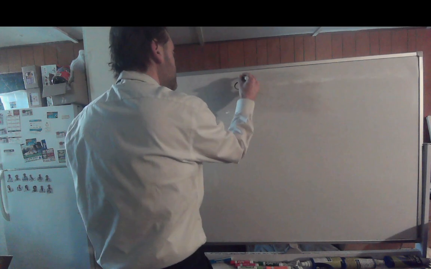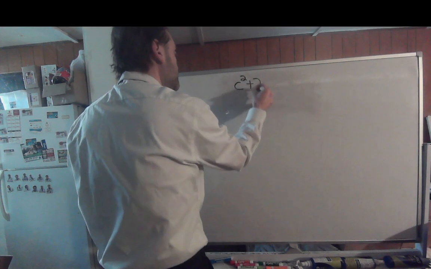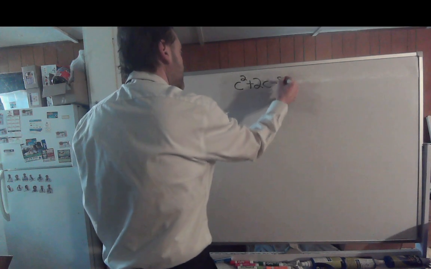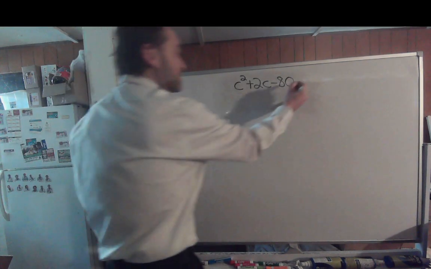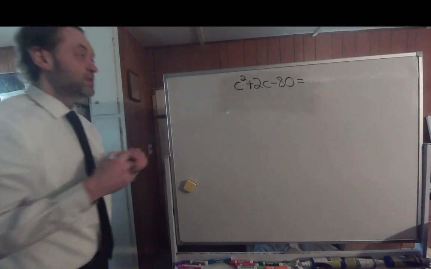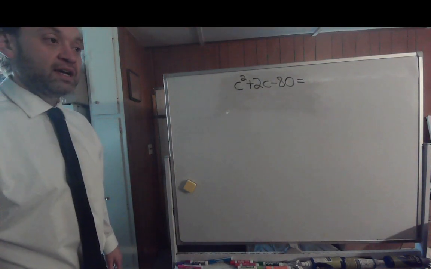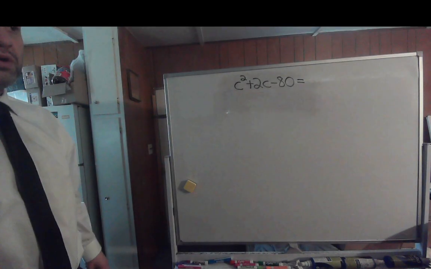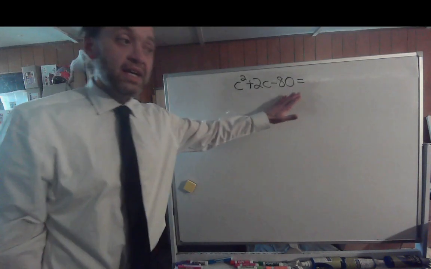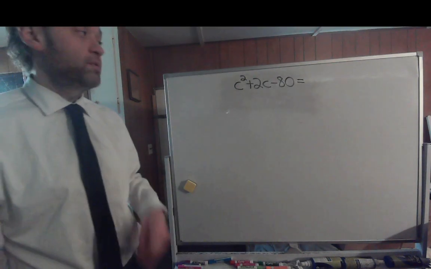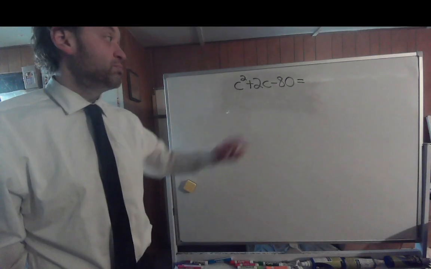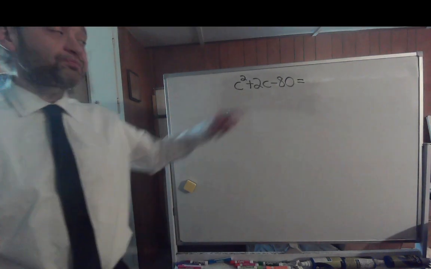All right, c squared plus 2c minus 80. So we have c squared plus 2c minus 80. Well, let's figure out factors of 80 that will... Since the 80 is negative, we have to have one positive and one negative factor that, when added together, will give you a middle coefficient of 2.